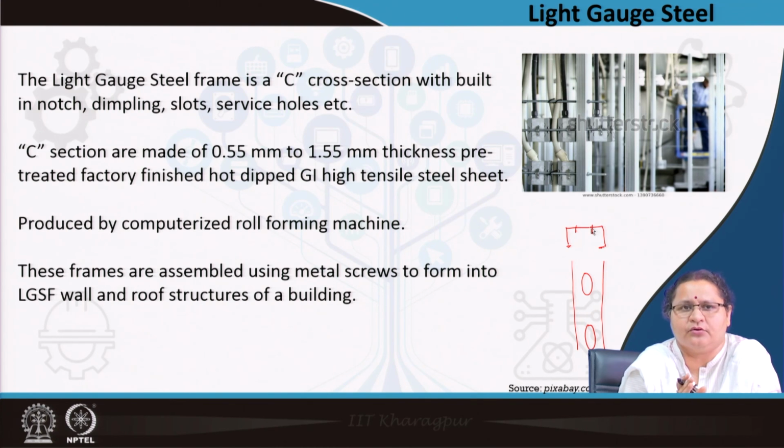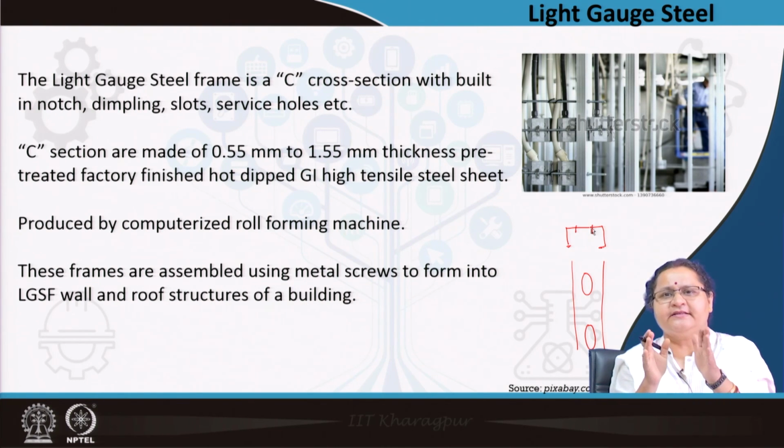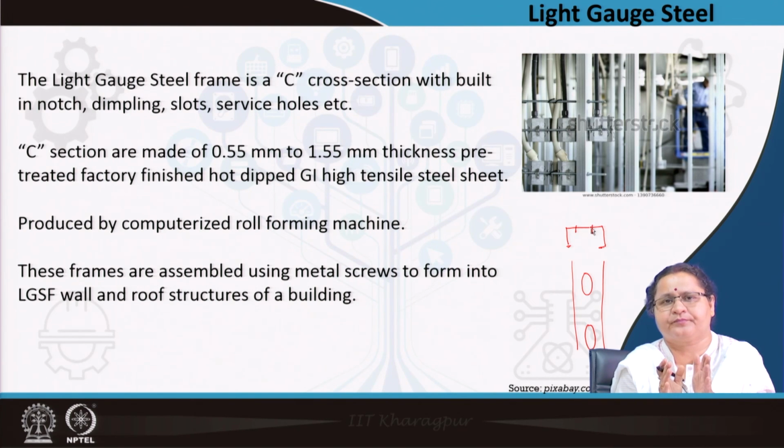So, these are actually made from between 0.5 to 1.5 millimeter thin sheet. Gauge is a measure of thickness. So, these are folded in such a shape and they have, you see, notches, dimplings, slots, service holes etc., all pre-designed. These slots will bear the joints and will create the framework onto which the cladding material or the covering material, it may be precast panels, will be bolted on top of it.